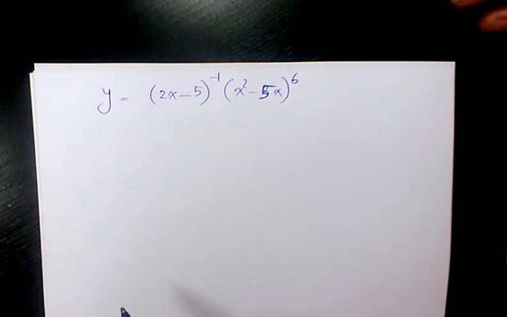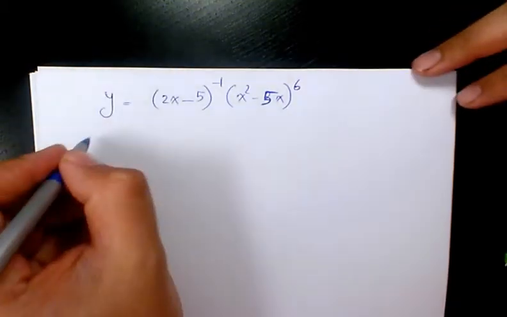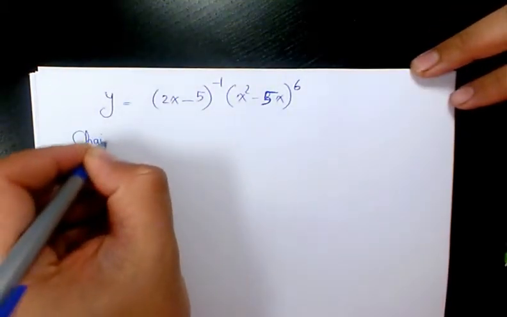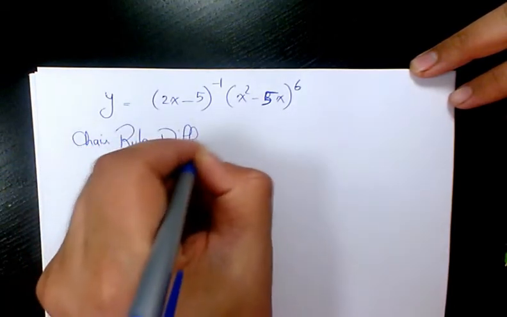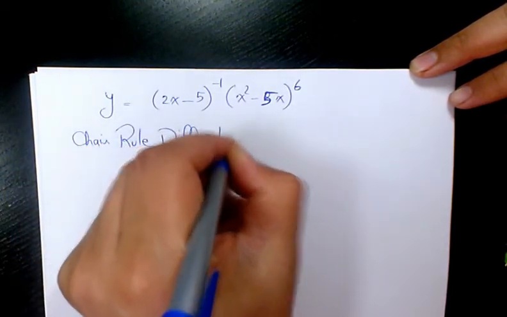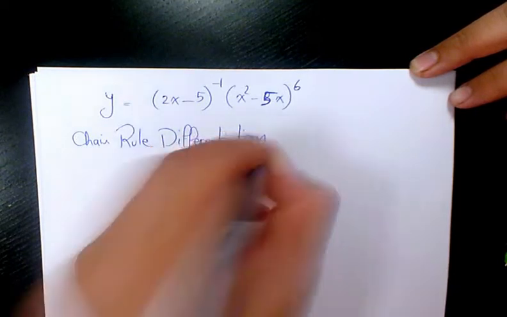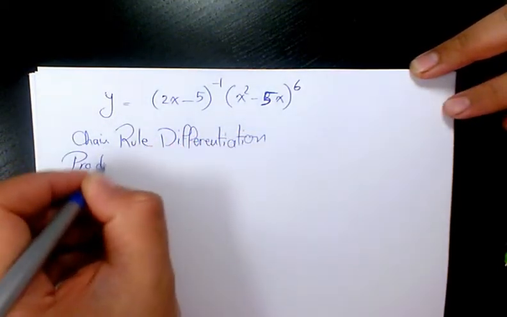Welcome to another video. In this video I want to show you how to find the derivative of (2x - 5)^(-1) times (x^2 - 5x)^6. So here I need to use the chain rule of differentiation, and also I need to use the product rule.